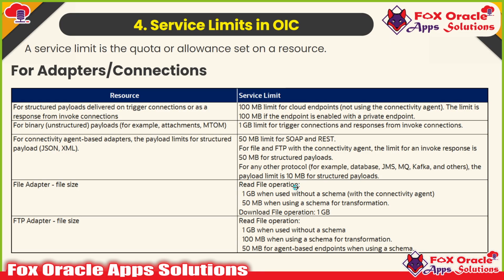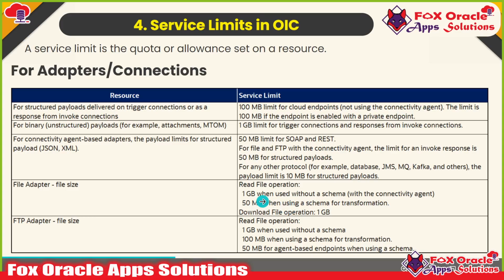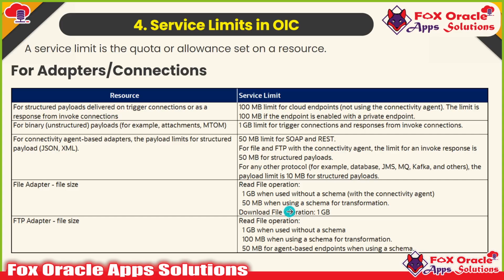So if any file is there on the server and we want to download the file in OIC, we can download it using that, up to 1 GB of size. And obviously, if we want to read the data of that file, the file size cannot be more than 50 MB.